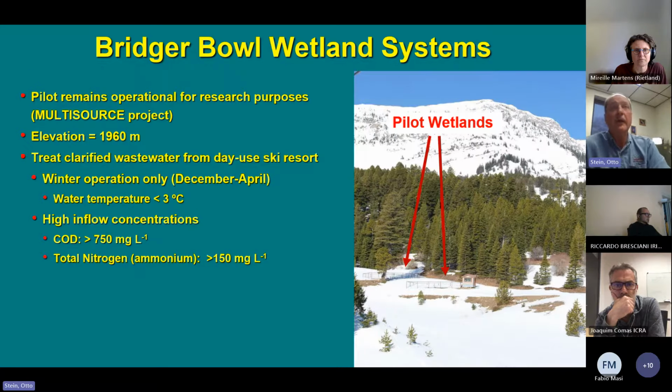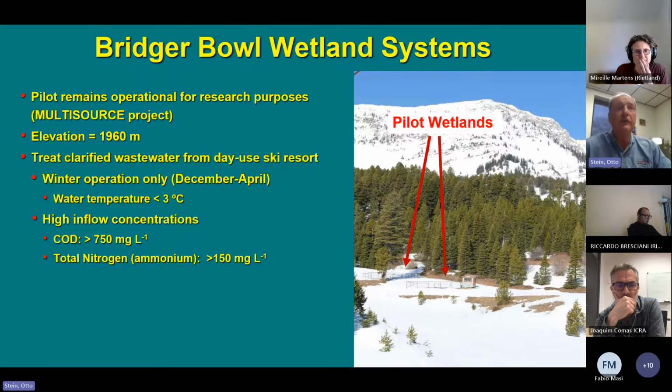One of the nice things about the Bridger Bowl system is that Bridger Bowl has allowed us to keep the pilot system running, and we can use that for research purposes. Essentially, the water comes from that system and into the full-scale system, so we can do whatever we want with it. We can break it. We can play with things and figure out how to optimize things, essentially. And so the pilot remains one of the pilots in the MULTISOURCE project.